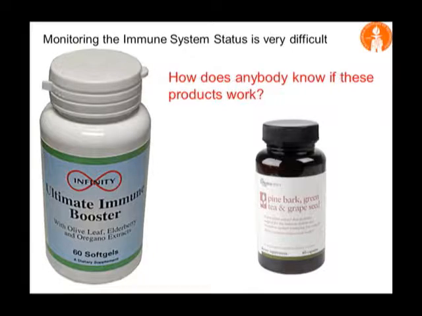And that's not an easy thing to do. That's why people can sell products like this. So this is the ultimate immune booster, which has olive leaf, elderberry, and oregano extracts. And this also, you can't see it, but this is also, I guess, the penultimate immune booster of pine bark, green tea, and grapeseed.